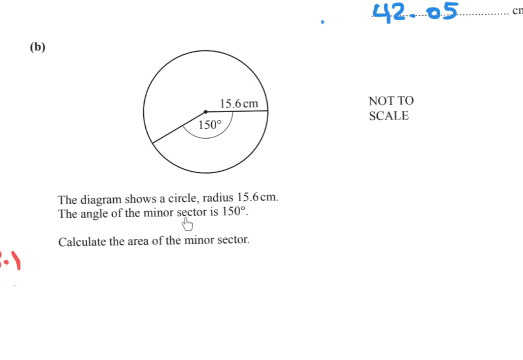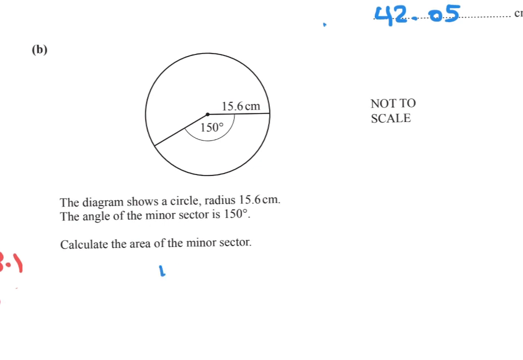B. The diagram shows a circle of radius 15.6 centimeters. The angle of the minor sector is 150. Calculate the area of the minor sector. We have a rule for the area of the sector: angle, which is 150 over 360, times pi r squared. So times pi times 15.6 squared equals 319 to 3 significant figures, centimeters squared.